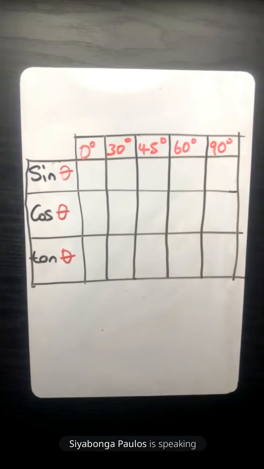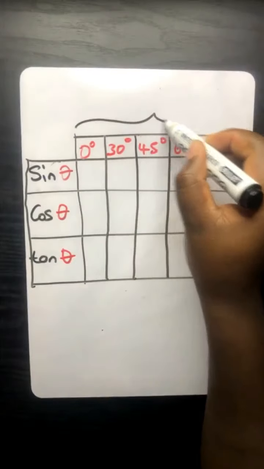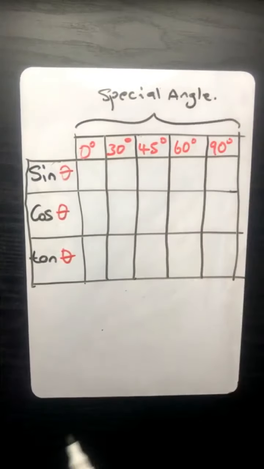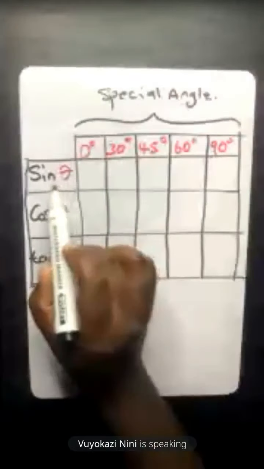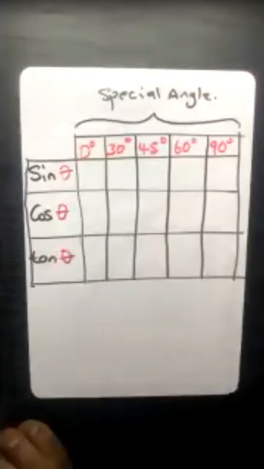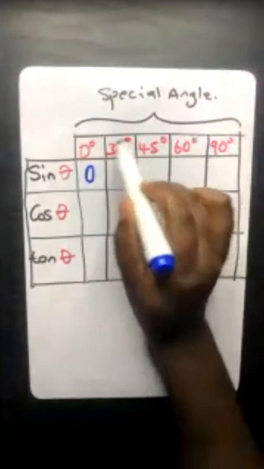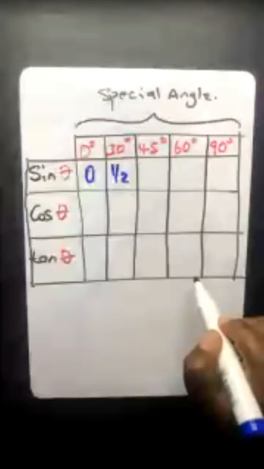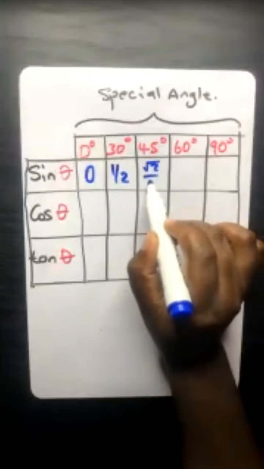Okay, so these are the special angles. I hope you remember, guys. You remember this part, isn't it? So let's punch sine the first angle and tell me what you get. What are you getting? 0, sir. 100%. So we are getting 0. Sine second angle, half. 100%. Sine that, square root of 2 over 2.